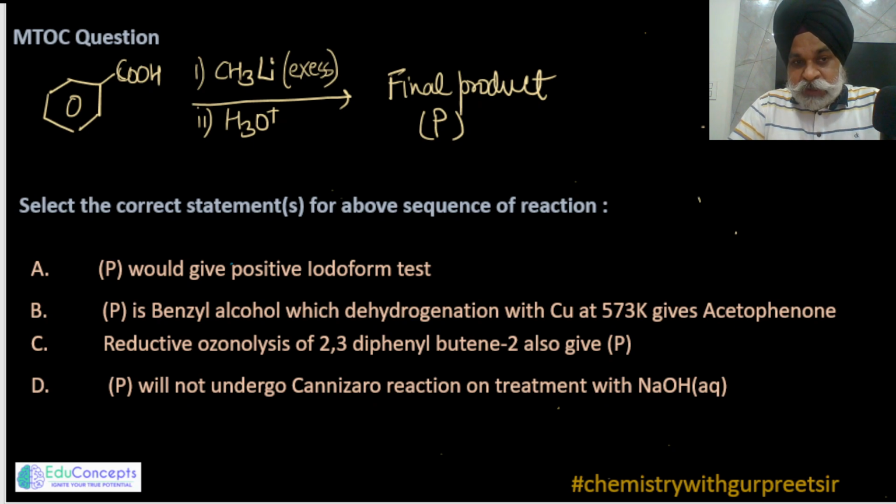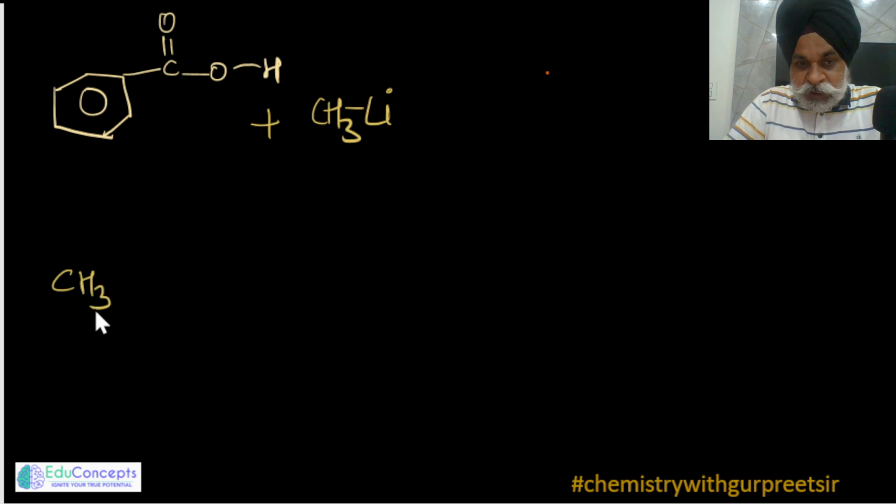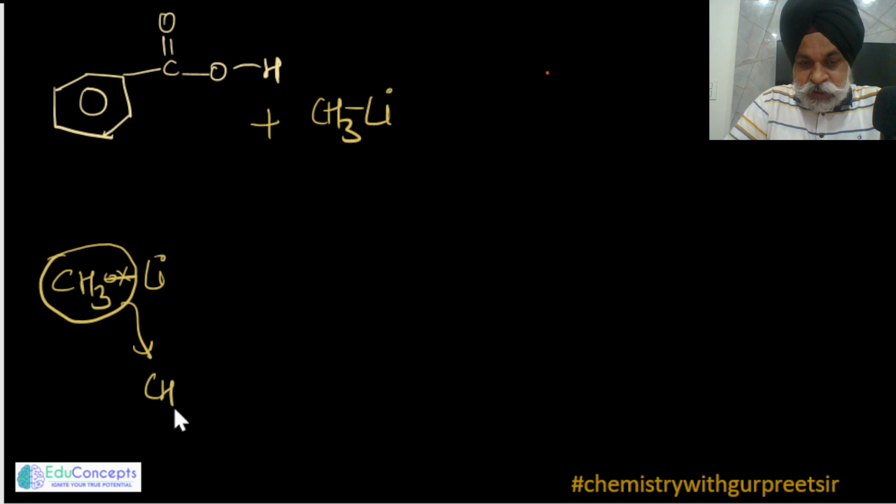So first, benzoic acid is being treated with methyl lithium, an organometallic compound. Basically it's an organometallic compound which is a source of carbanion. Alkyl lithium, or methyl lithium, you can say. Any organometallic compound is a source of carbanion, because whenever this bond gets broken, it is going to give you a carbanion.